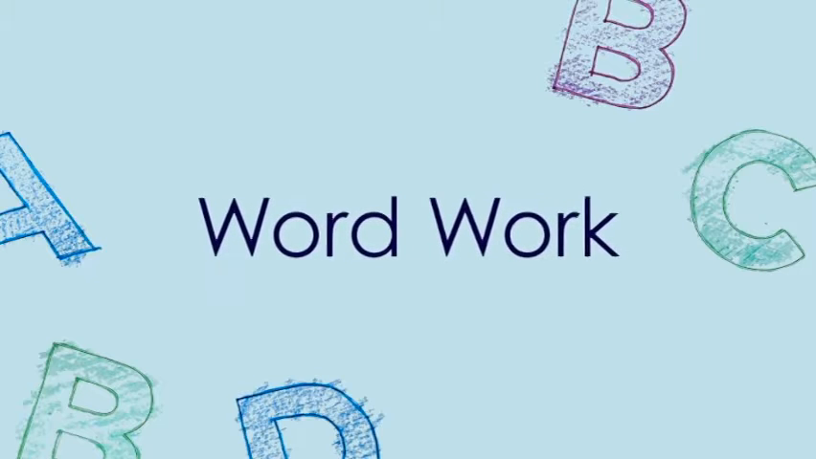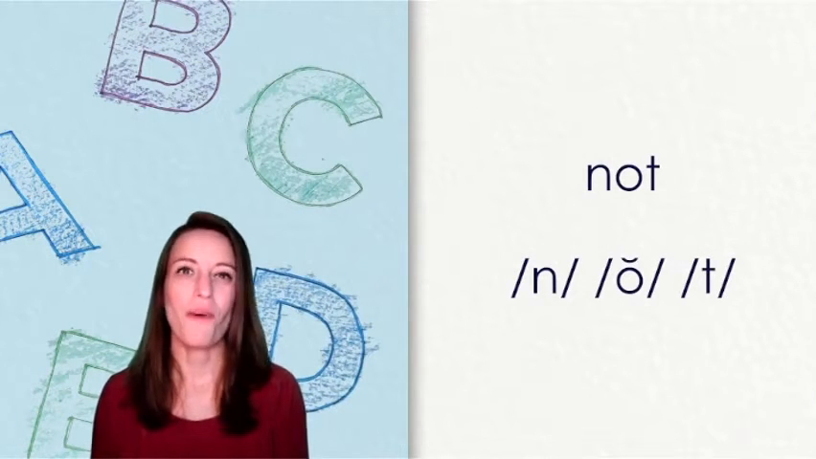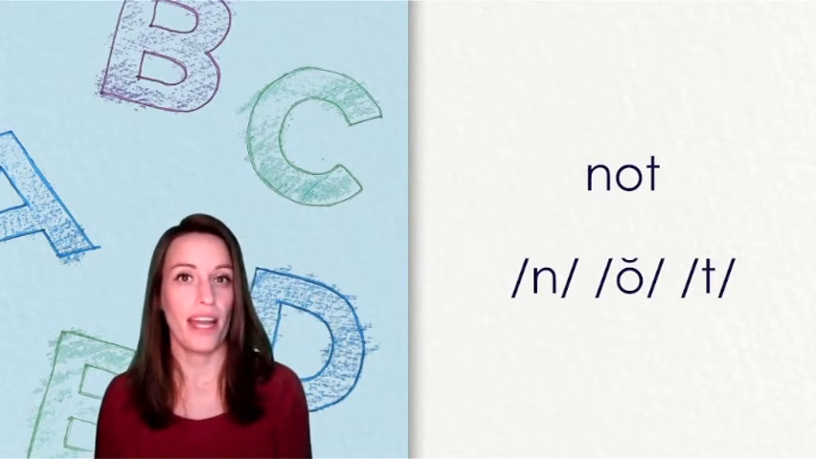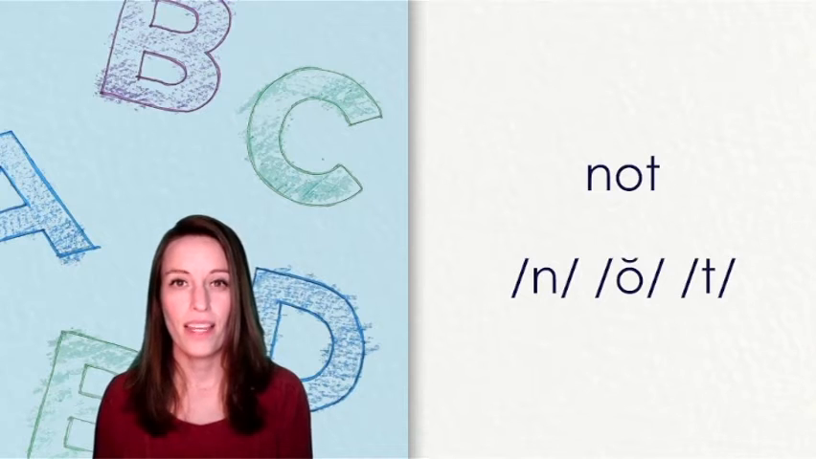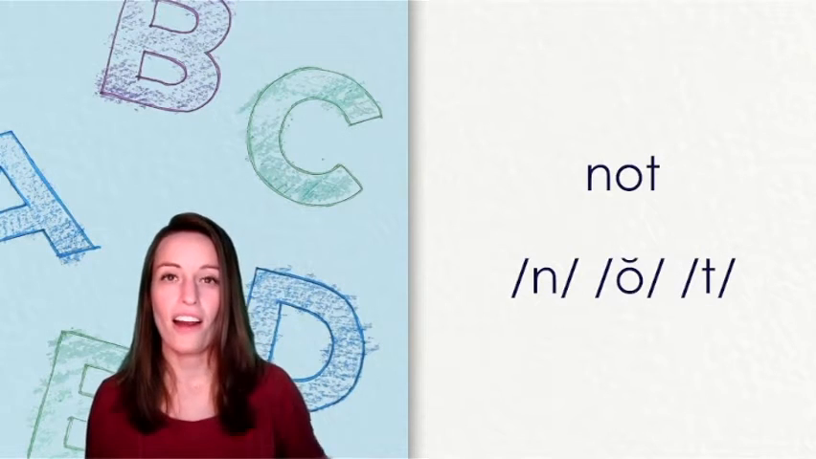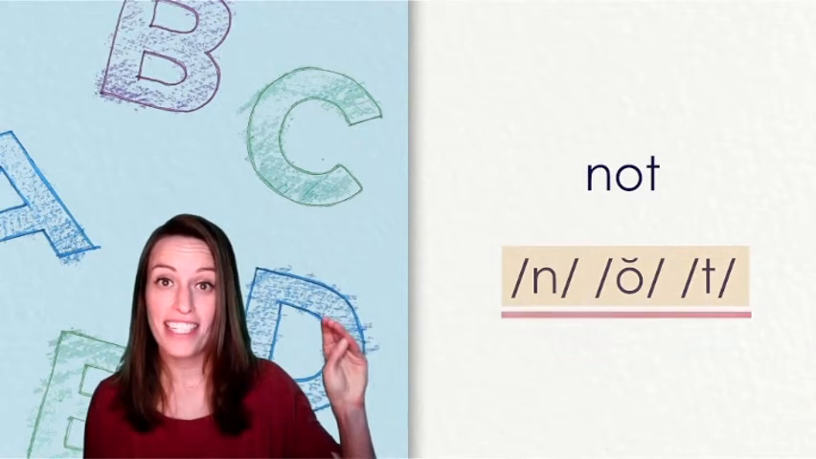It's time to read some sounds and blend them together. Let's listen to the sounds now and blend them to make a word. Word work. Now, we will make a word using sounds that we know. Let's take a look at this first word. The sounds in this word are n, a, t, not.